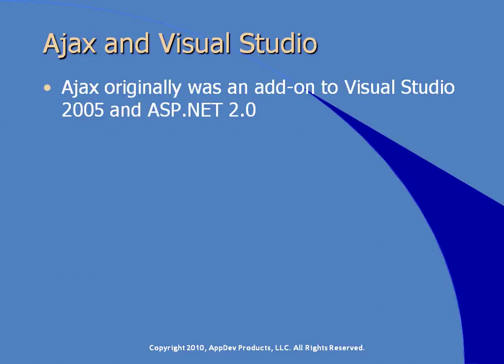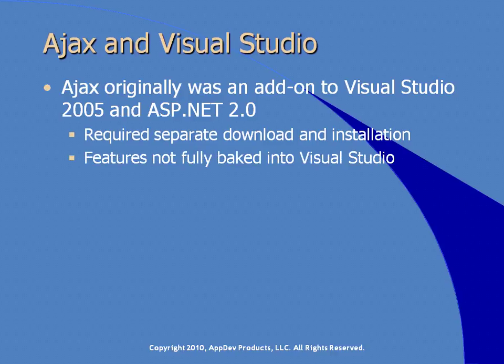Microsoft originally introduced ASP.NET AJAX as an add-on to Visual Studio 2005 and ASP.NET 2.0. They released it after the release of 2005 and ASP.NET 2.0, so it required a separate download and installation. And it also meant that some features weren't fully implemented in the Visual Studio development environment. And they really still aren't 100%, but with each new version of Visual Studio, Microsoft has improved the integration with AJAX.